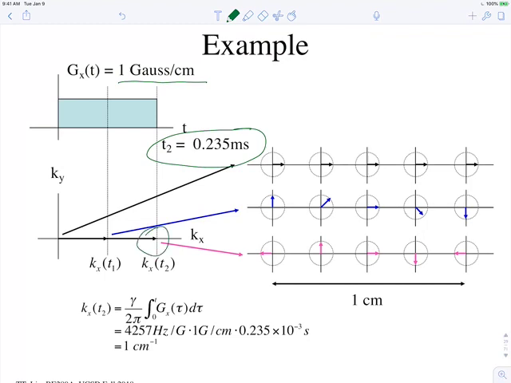So all I have to do is take my gamma over 2 pi. Typically you'll be given that. In this case, we're told it's 42.57 hertz per Gauss. Our gradient is 1 Gauss per centimeter, and we've turned it on for 0.235 times 10 to the minus 3 seconds. If you do that, you end up with Kx equal to 1 inverse centimeters. That just means this period here in physical units is 1 centimeter. So it's done one period in 1 centimeter.